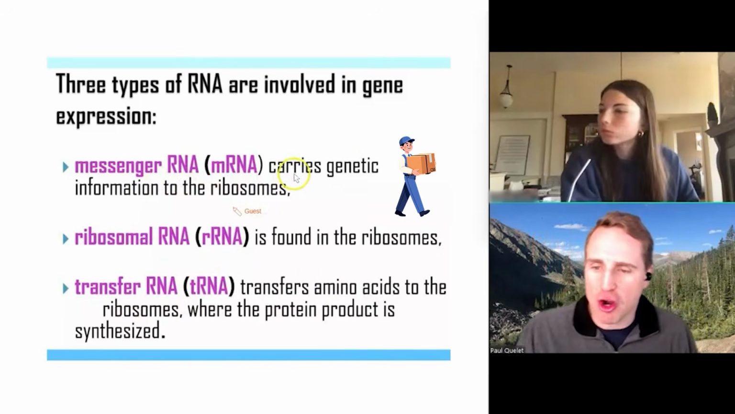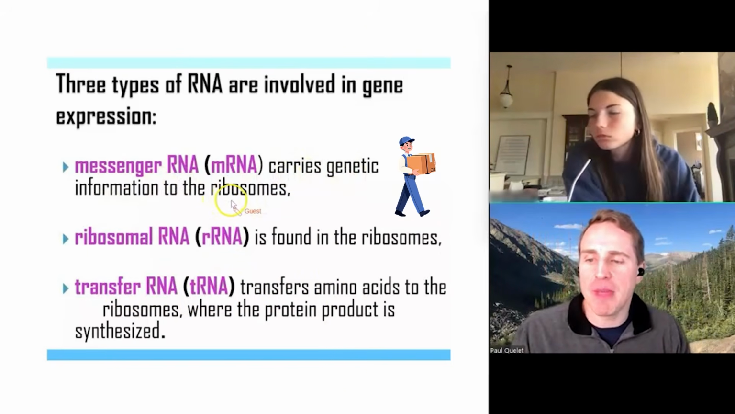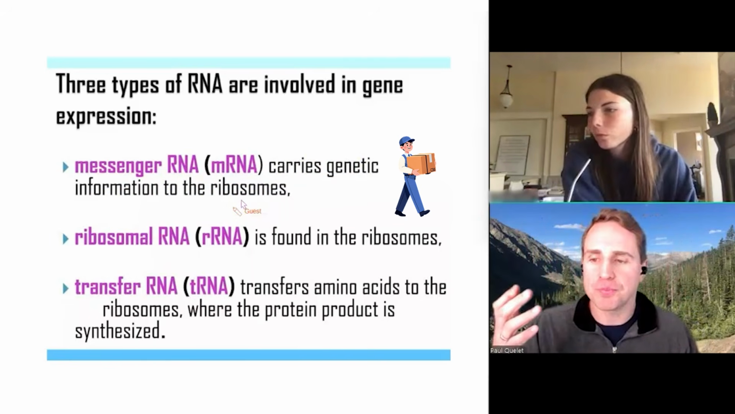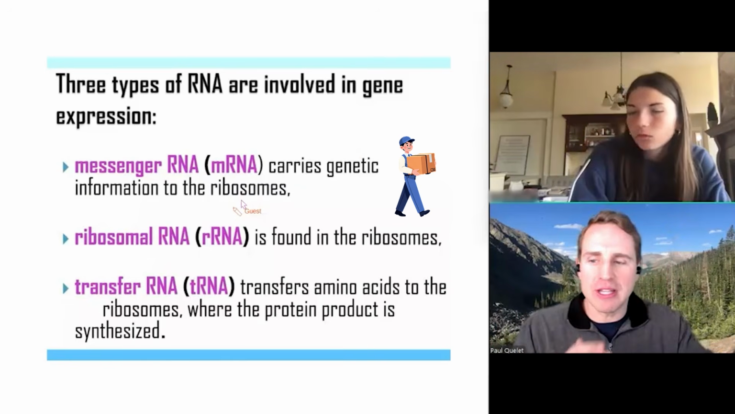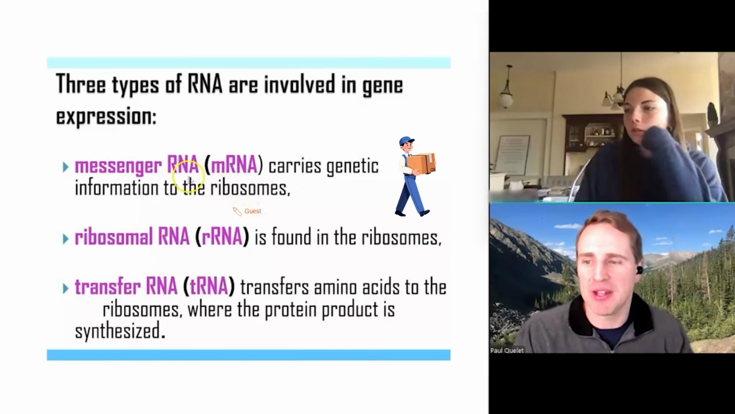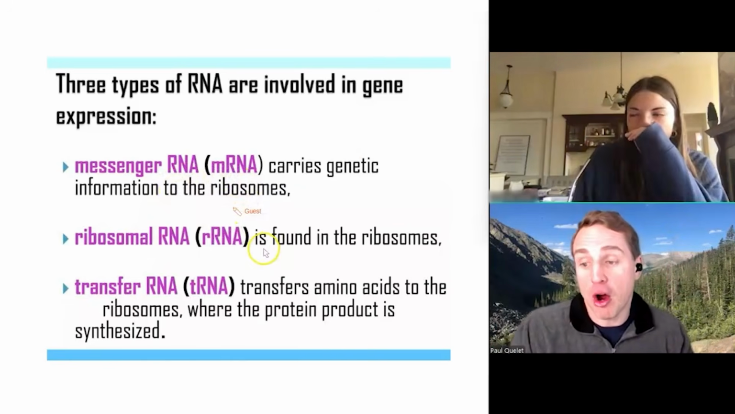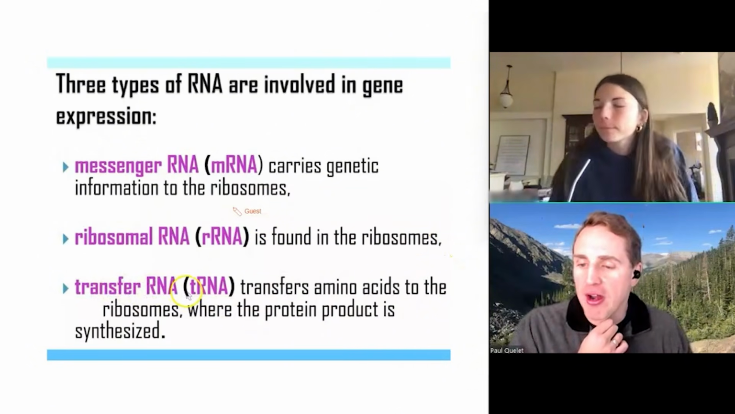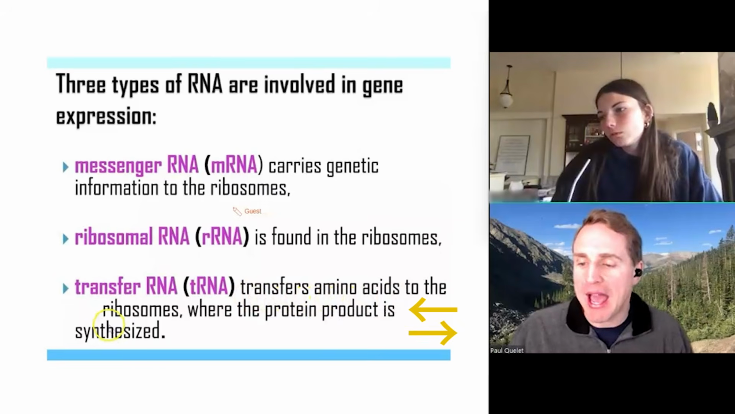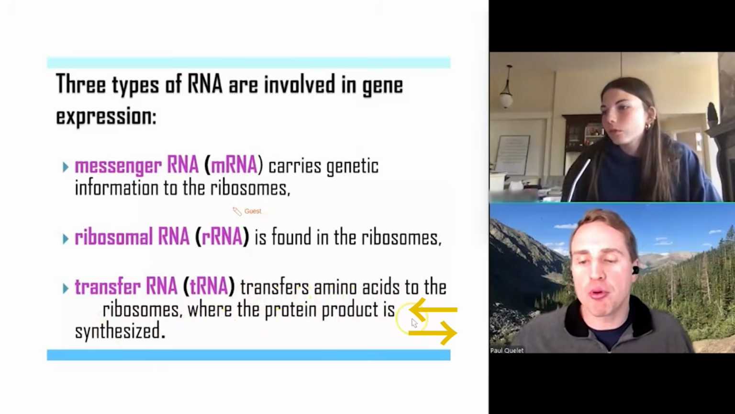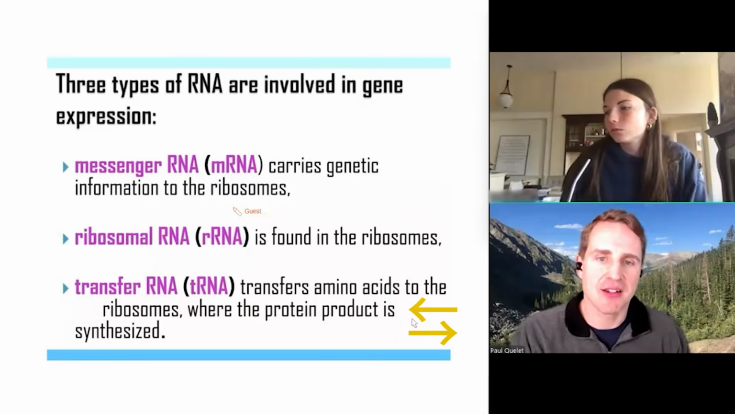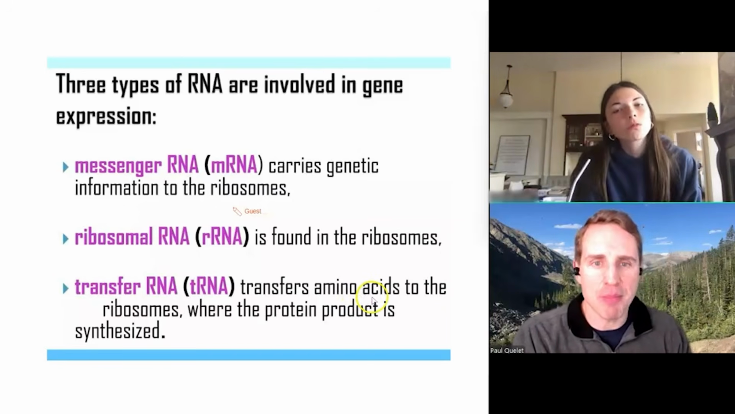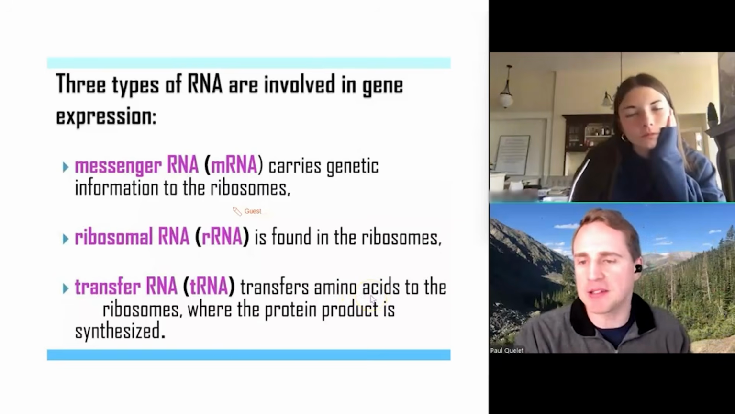Messenger RNA carries genetic information to the ribosomes, because if we're going to get messages out of the nucleus, we have to send something out. That's messenger RNA. Ribosomal RNA, just like it sounds, is in the ribosomes. Then transfer RNA transfers amino acids to the ribosomes where the protein product is synthesized. So I kind of alluded to proteins earlier a little bit. We have to understand RNA better to understand amino acids and proteins.